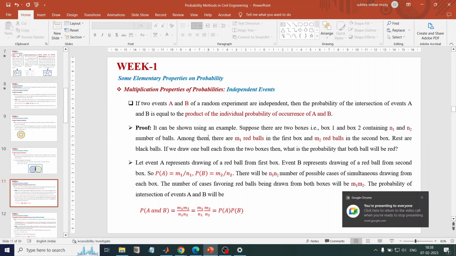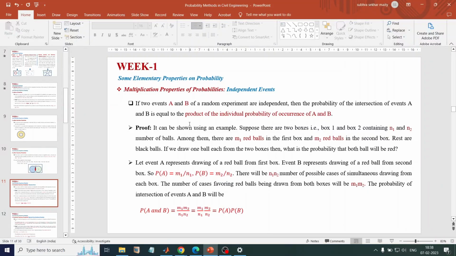So, multiplication properties of probabilities. If two events A and B of a random experiment are independent, then the probability of intersection of events A and B is equal to the product of the individual probability of occurrence of A and B. So with a small example, it can be proved.